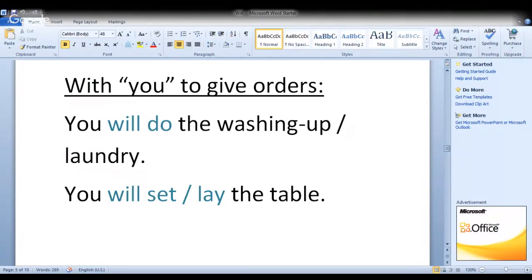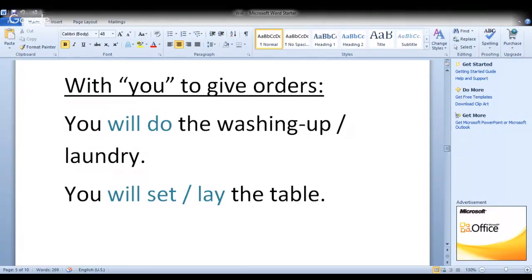Sounds like workforce or parents ordering kids to do something. Exactly. You will do the washing up or the laundry before you leave this house today. Right. Yep, my parents said something like that to me. Something similar, not exactly that.